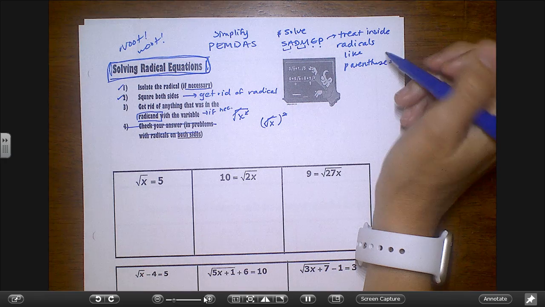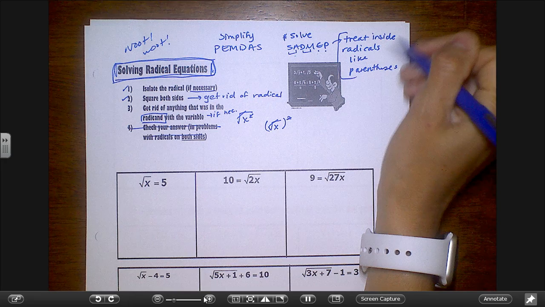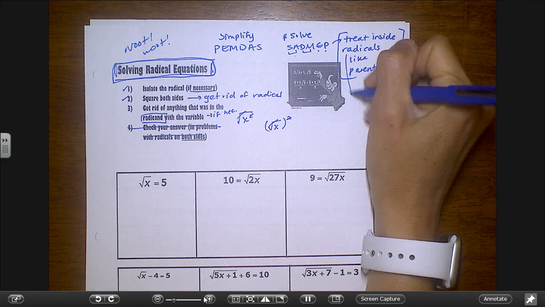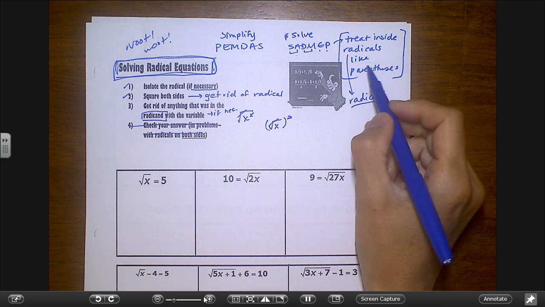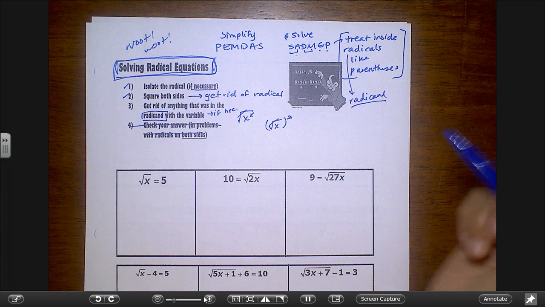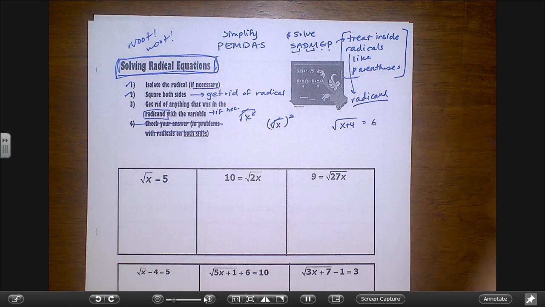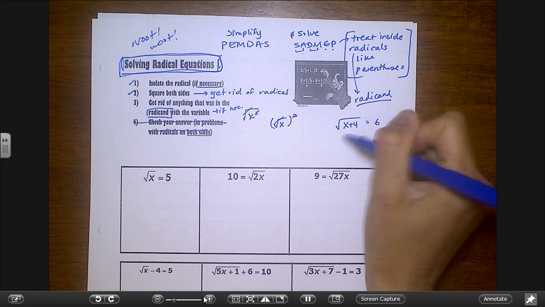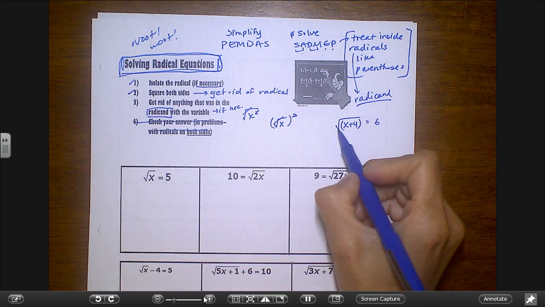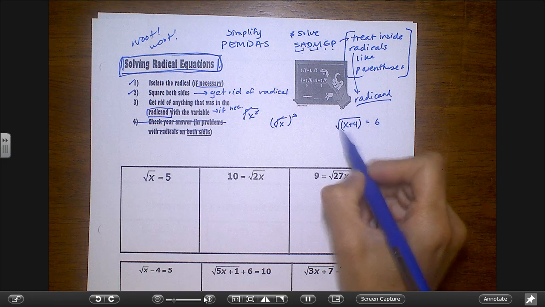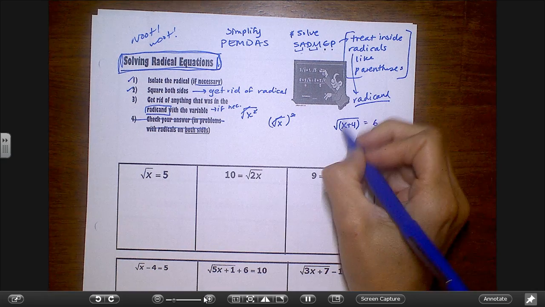And what I said in my earlier video that you do not get to see is that you have to treat what's inside a radical, which is called a radicand, like parentheses. Again, there's a little vocab for you. If you have the square root of x plus 4 equals 6, you can't subtract that 4 until you get rid of the square root. So pretend there's parentheses in there, and parentheses, when solving equations, come last, right before exponents.